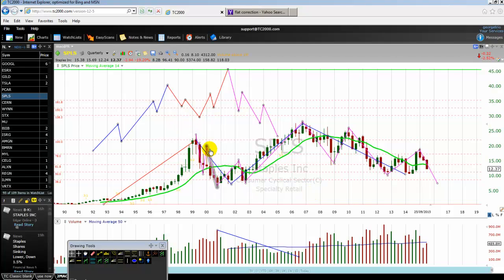So 1, 2, 3, 1, 2, 3, 1, 2, 3, 4, 5. The fifth one is not yet completed. This is a corrective wave, so the wave can overlap and violate the normal impulsive wave principle. So next question: where or when do we have a flat correction?